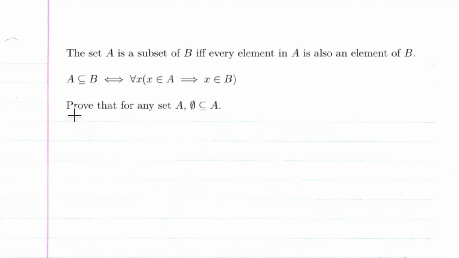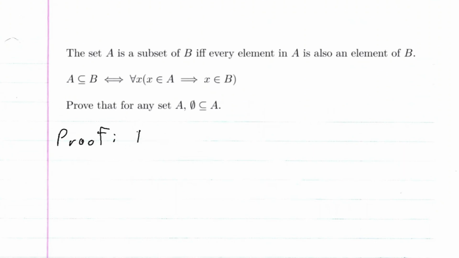Okay, so we want to prove that for any set A, the empty set is a subset of A. Let's go ahead and look at the definition of subset. The set A is a subset of B if every element in A is also an element of B. So the logical notation for this statement is: A is a subset of B if and only if for every X, if X is in A, then X is in B. So let's go ahead and start the proof.